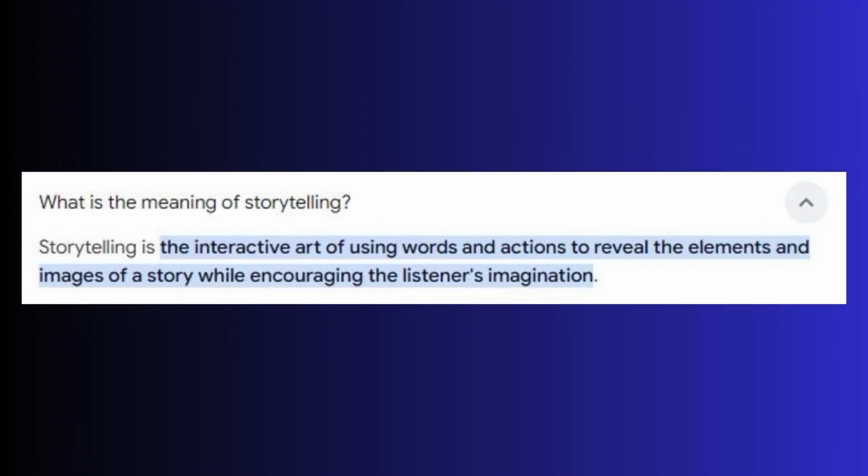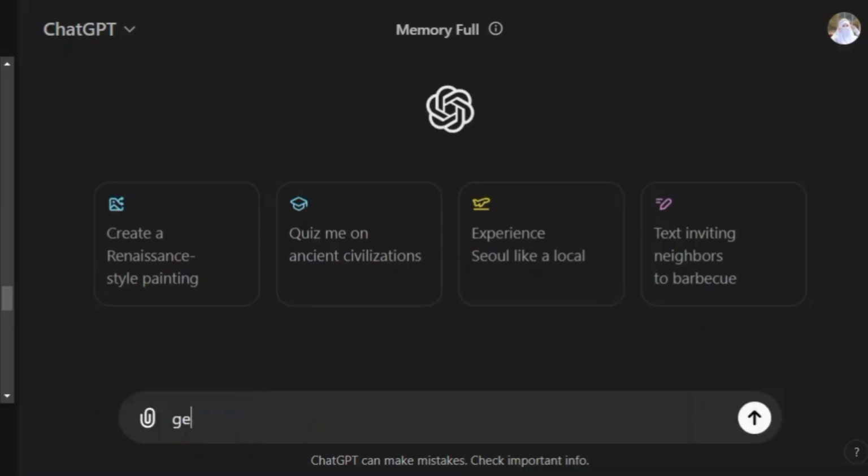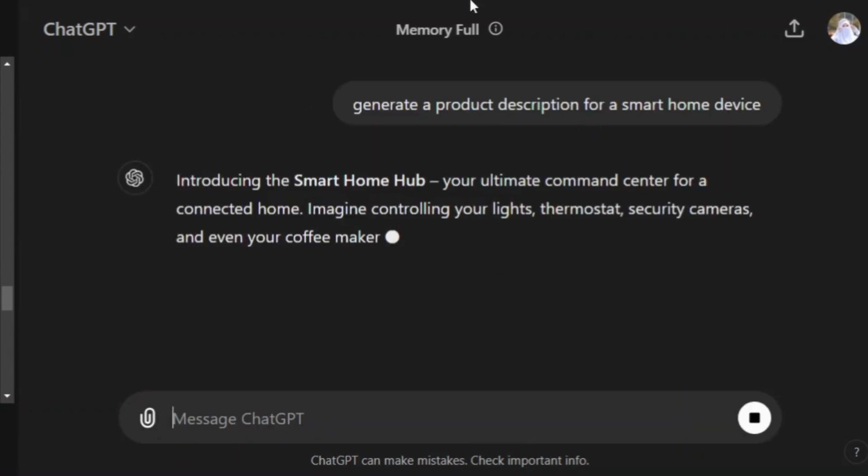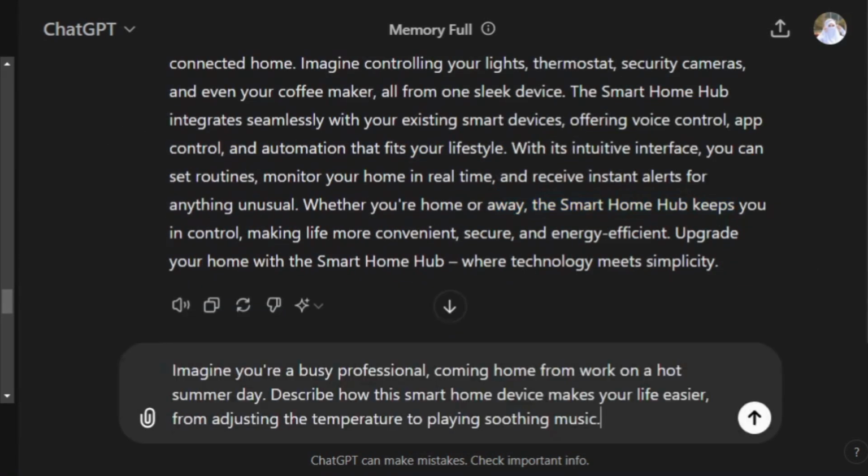The third term is storytelling. Storytelling is the most engaging way to convey information. It makes prompts more relatable and memorable. For example, a simple prompt is: generate a product description for a smart home device, and this prompt will give you a generic response.